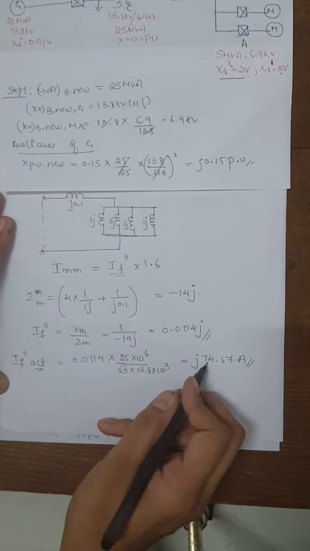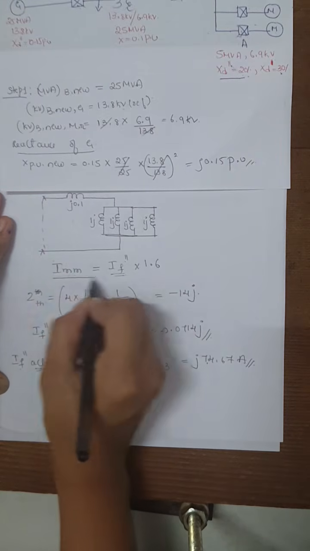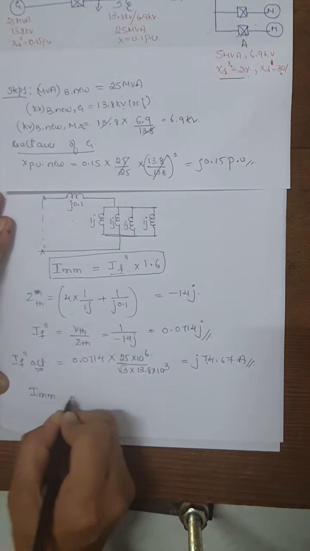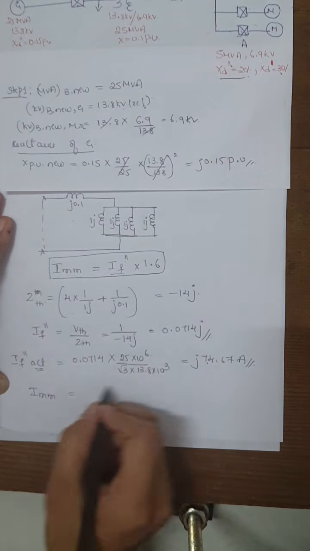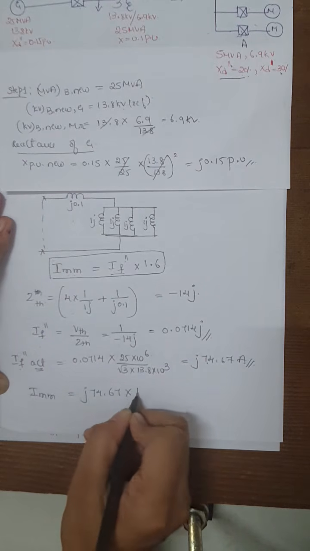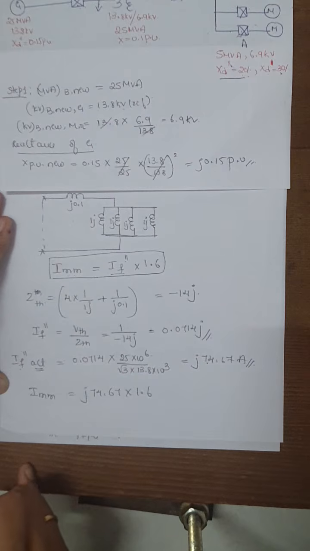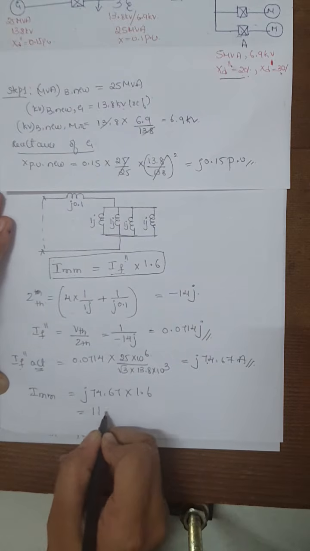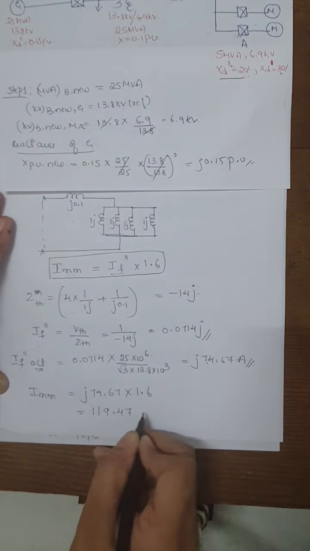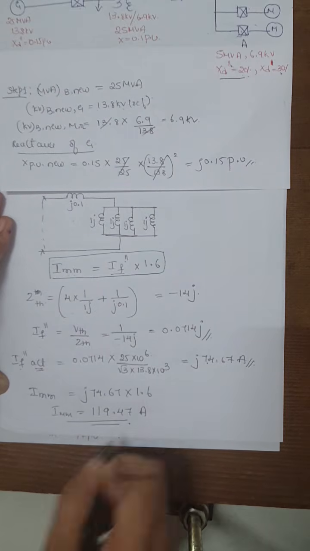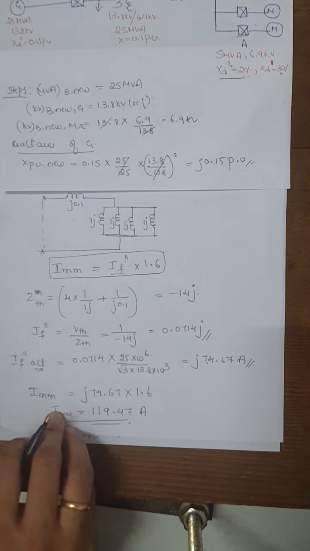This answer needs to be substituted in the momentary current formula. So IMM is equal to IF double dash in terms of actual, J74.67, multiplied by 1.6. So you will get the answer as 119.47 ampere. This is the maximum momentary current when the circuit breaker B is operated.